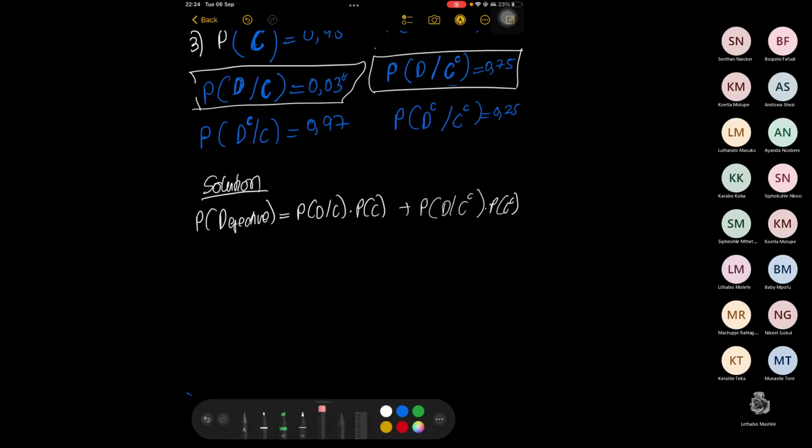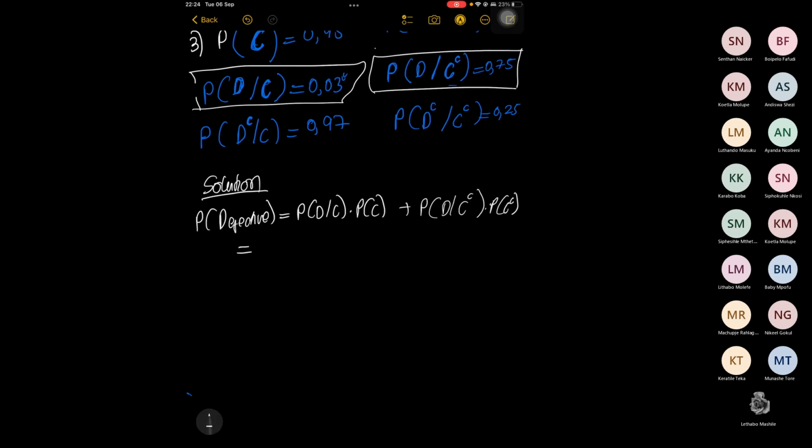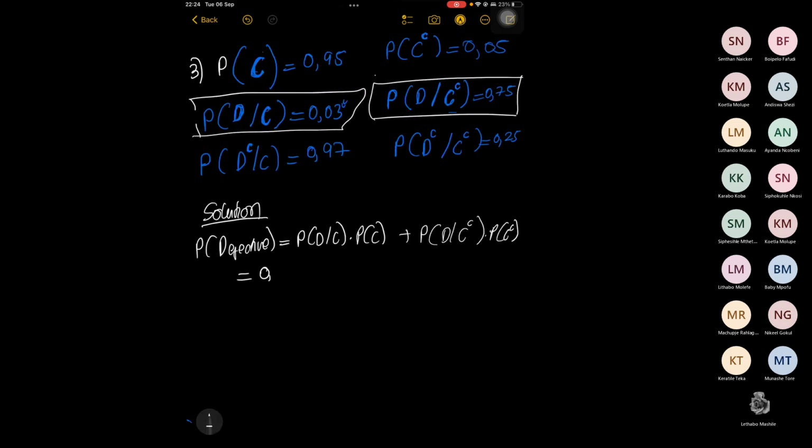So now it's going to be equal to, what's the probability of C? The probability of C is 0.95. Then the probability of D given C is 0.03. Then plus, what's the probability of C complement? 0.05 times, what's the probability of D given C complement? 0.75. Then this becomes 0.95 times 0.03 plus 0.05 times 0.75. Then you get 0.066.